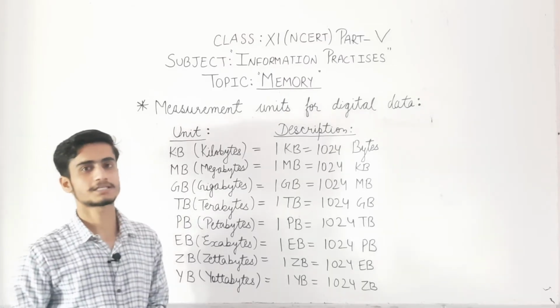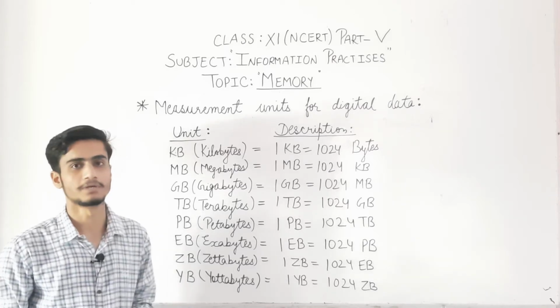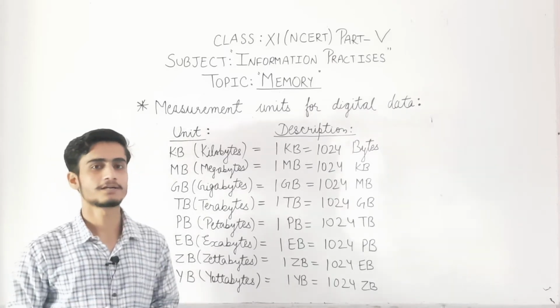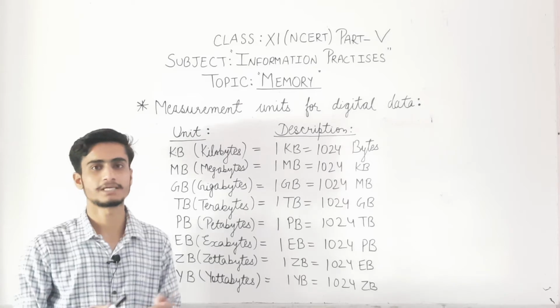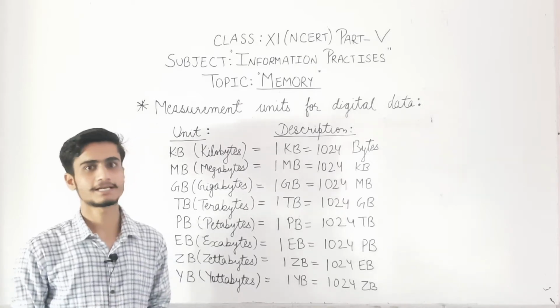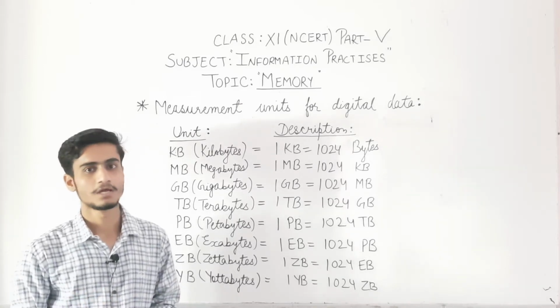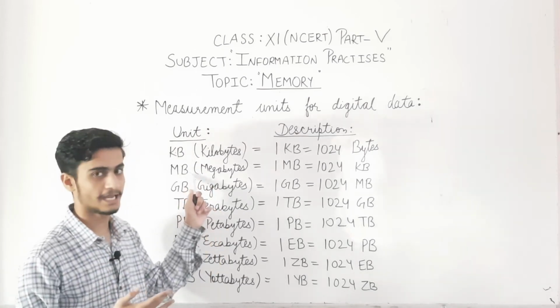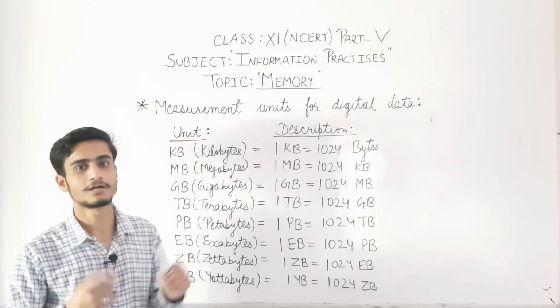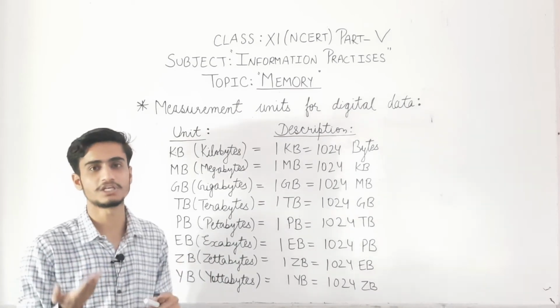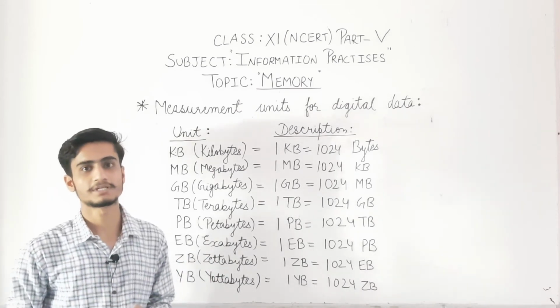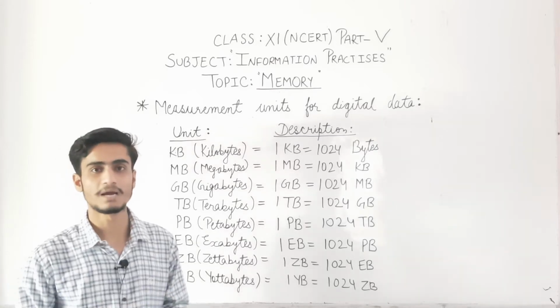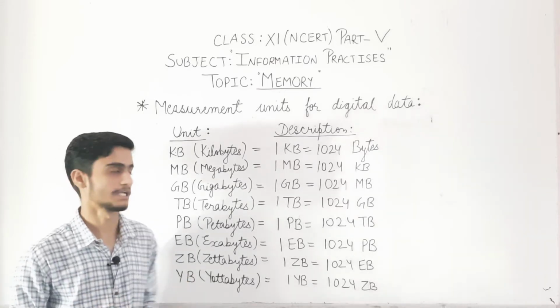So far we have discussed the units of memory. Whenever we discuss our smartphone, PC or laptop, we talk about how much RAM we have. We just say that I have this much MB of RAM, this much GB of internal storage. So what are these MB, GB and KB? They are the basic measurement units of memory. Let us discuss them in detail.